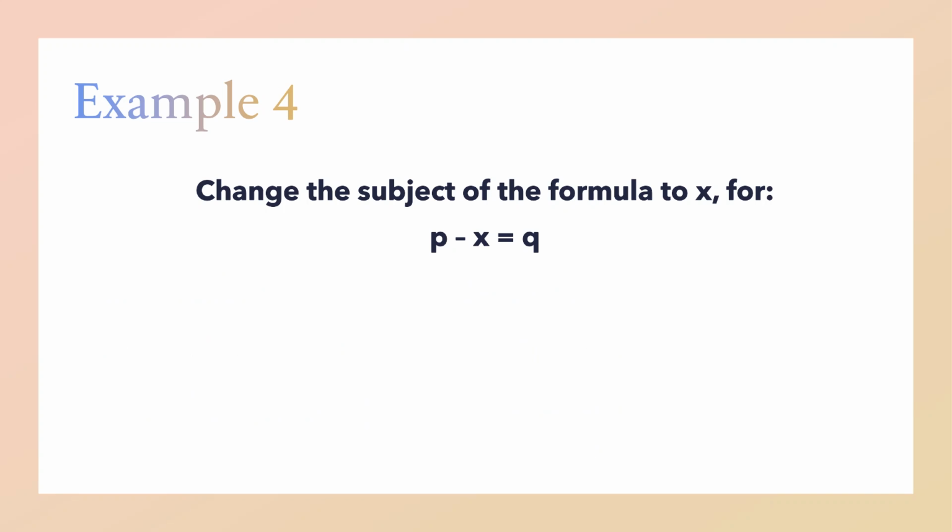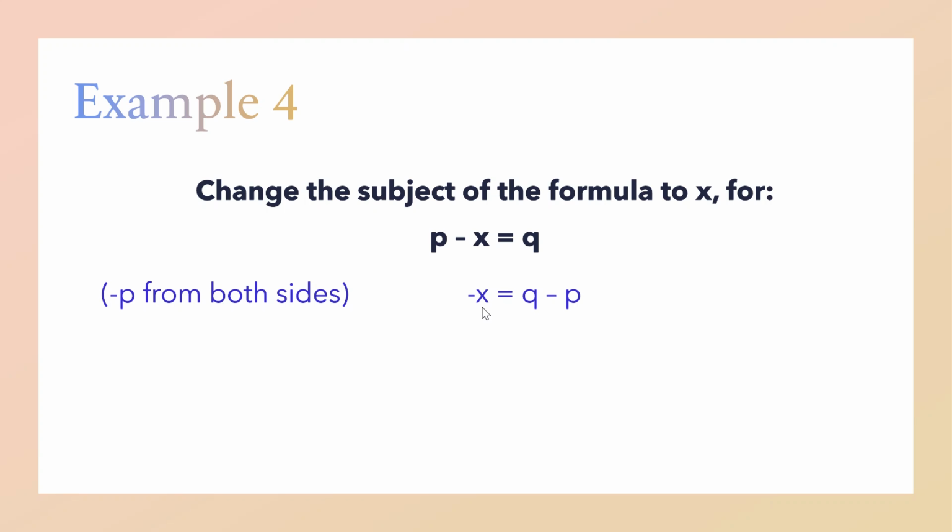Example 4. Change the subject of the formula to x for p minus x equals q. We've got a p there with the minus x. We need to subtract p from both sides. That gives you minus x equals q minus p.